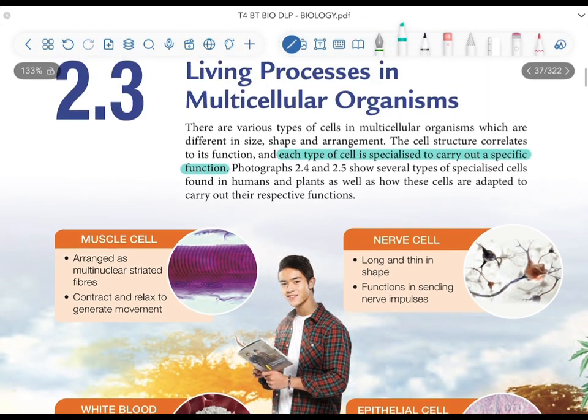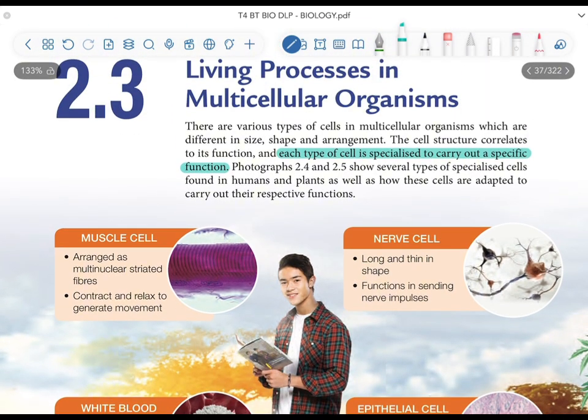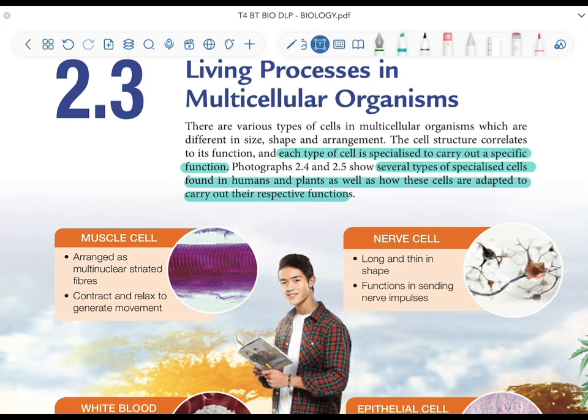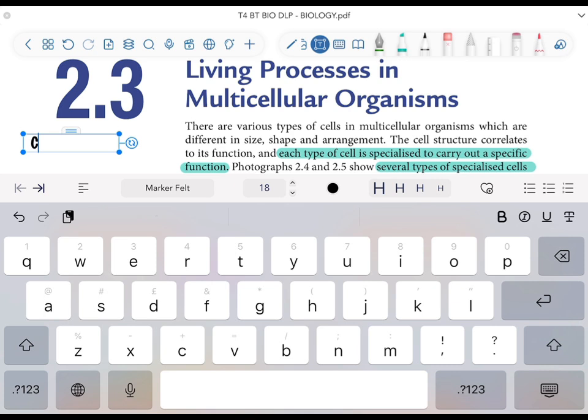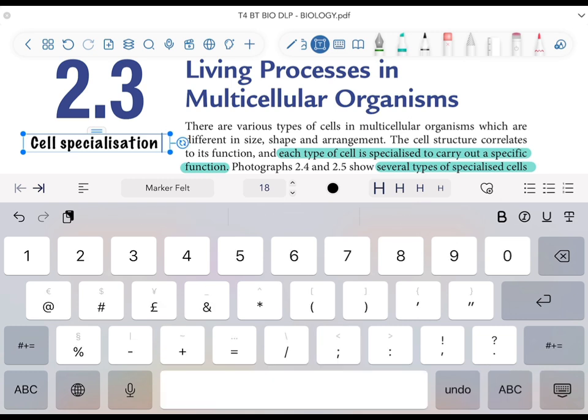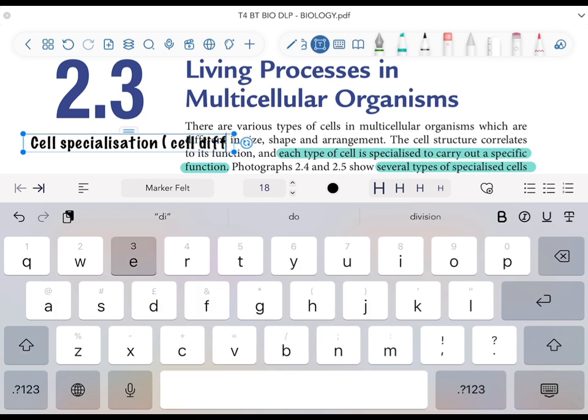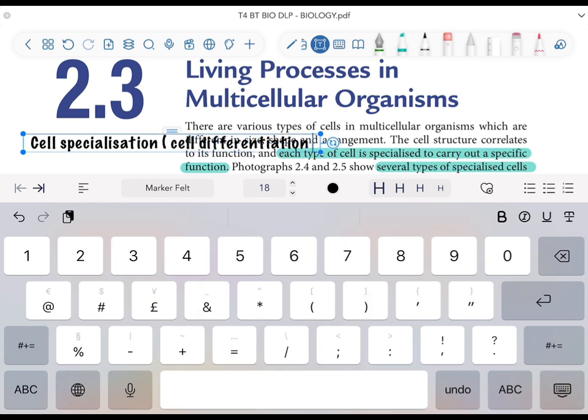This page shows several types of specialized cells found in humans and plants, as well as how these cells are adapted to carry out their respective functions. One of the terms that you need to remember is cell specialization, which is also known as cell differentiation.